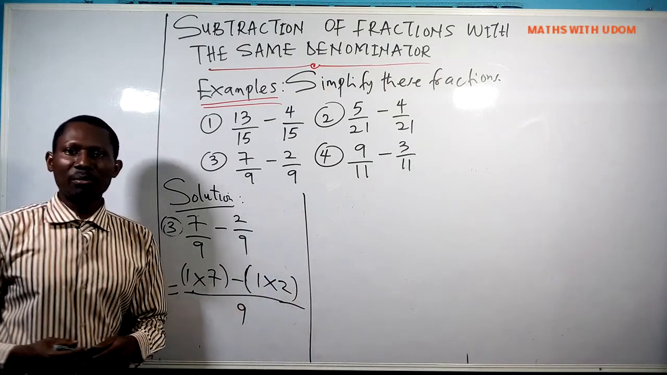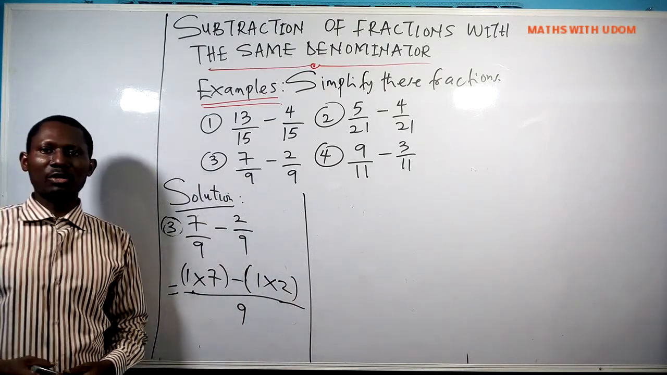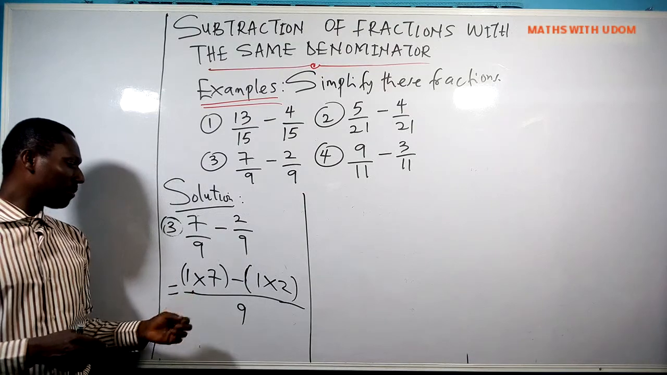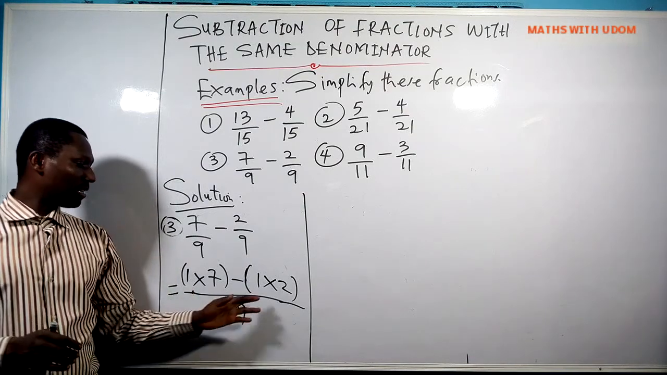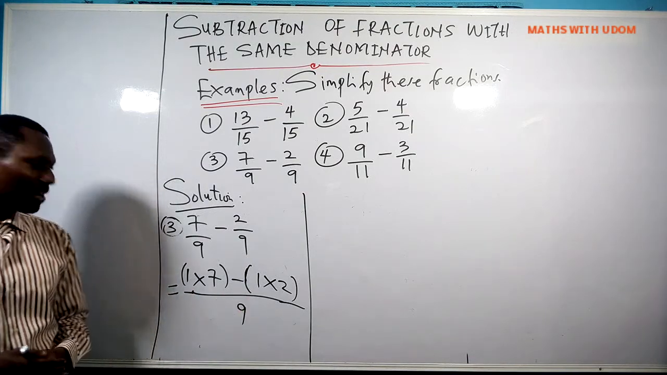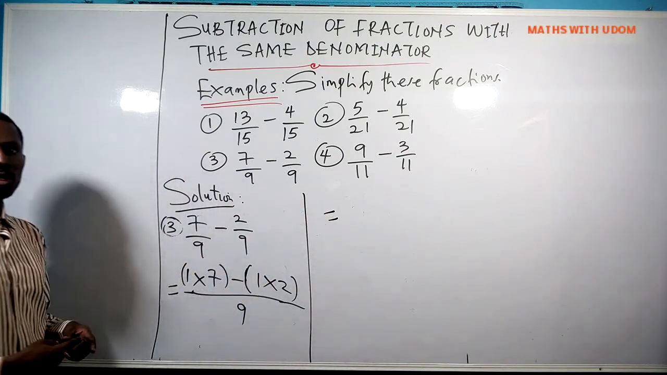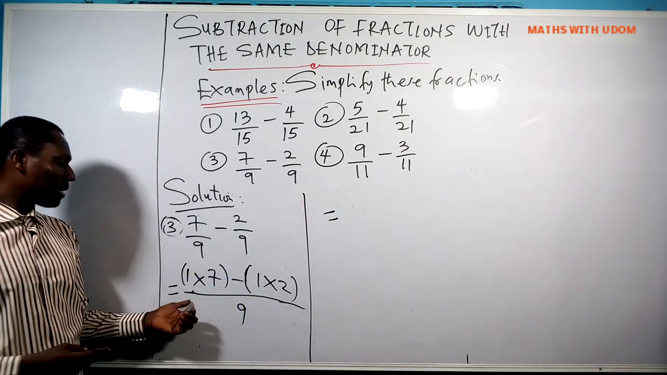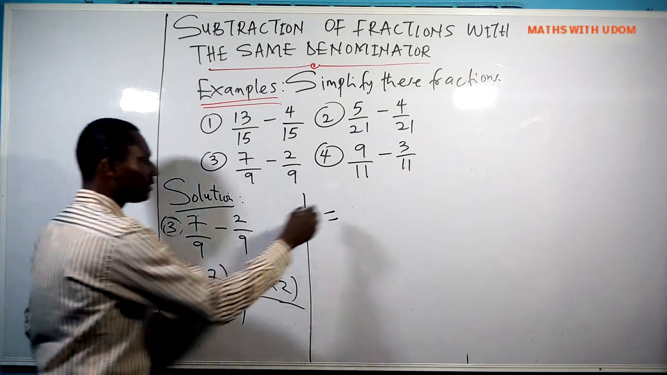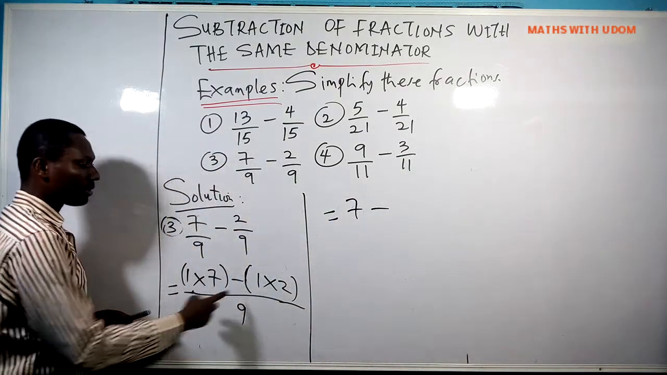Why are we opening the bracket? We are opening the bracket to avoid confusion so that the product will be together, while the other product will also be together without any confusion. So what do we do from here? We multiply the numerators in each of the brackets. So 1 times 7 is 7 minus 1 times 2 is what?